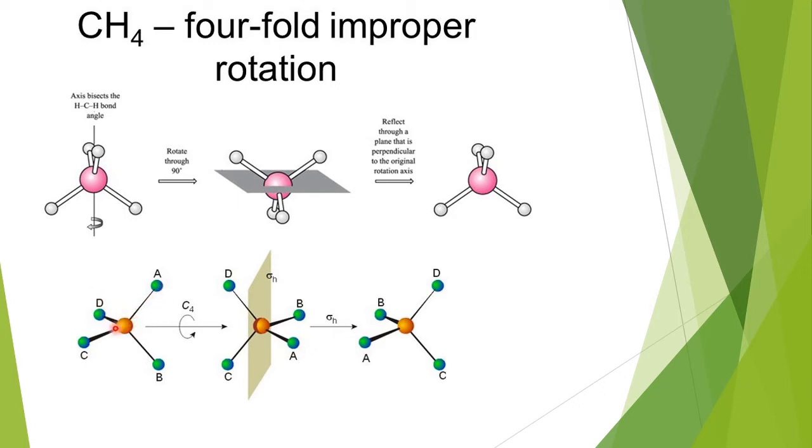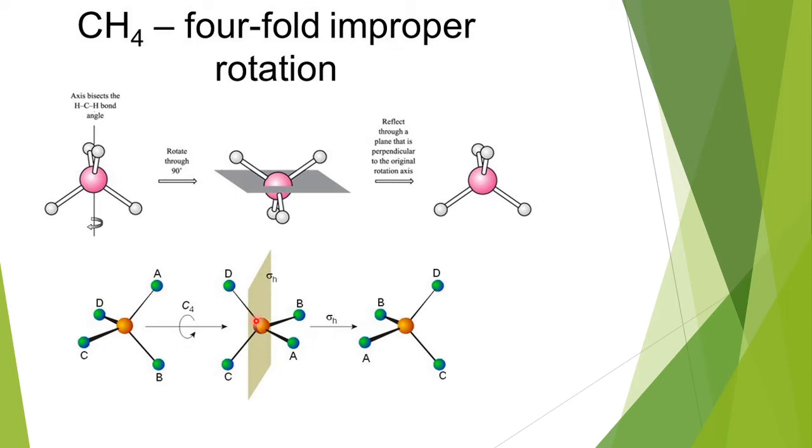You can see first the molecule has been rotated through 90 degrees, and then it has been reflected. It gives a similar appearance. We can see that the first orientation and the last orientation are the same or similar. So we can call this operation an improper rotation axis.